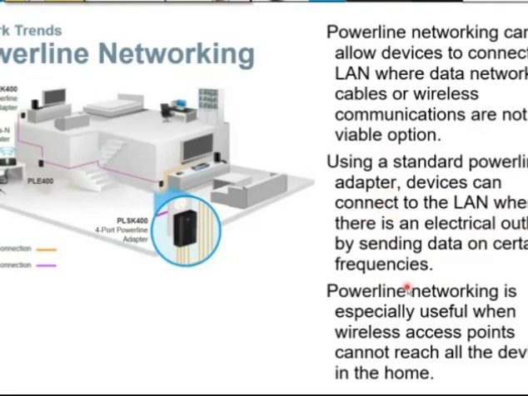Another thing about power line networking is that it is useful when the wireless access point cannot reach all the devices in the home. So let's say, for example, I might be connected on the first floor, and then you want to have the connection on the ground floor for this smart TV here. So you can install the power line networking as an adapter to strengthen the signal so that you can pass down the signal to here.